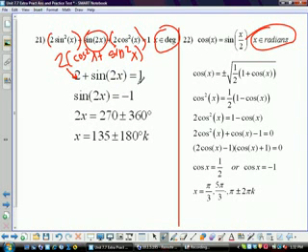Because it's unrestricted, the easiest thing to do is just find where it's negative 1, and that happens at 270 degrees. Then I divide everything by 2. X equals 135 plus or minus 180.